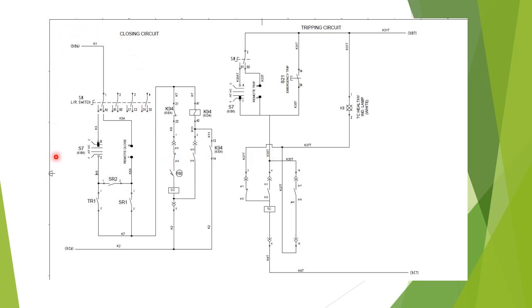Here on the left side the diagram for the closing circuit has been shown, and on the right side the drawing for the tripping circuit has been shown. So in this video, I'll discuss how the remote closing and tripping operation is done. And after that, I will discuss the protection trip of the 11 kV VCB panel.